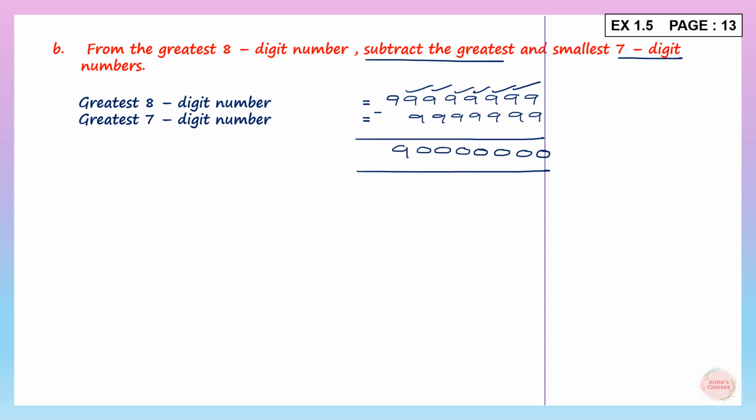Now let's place the commas: ones, tens, hundreds, thousands, 10,000s, lakh, 10 lakh and crore. So this is 9 crore. What we have here is 9 crore.